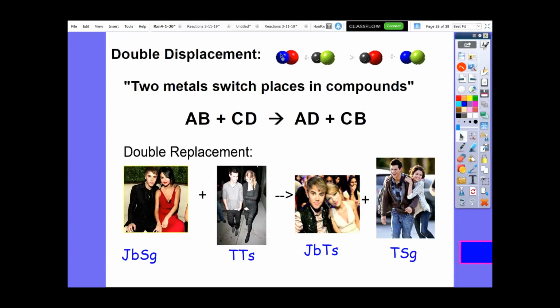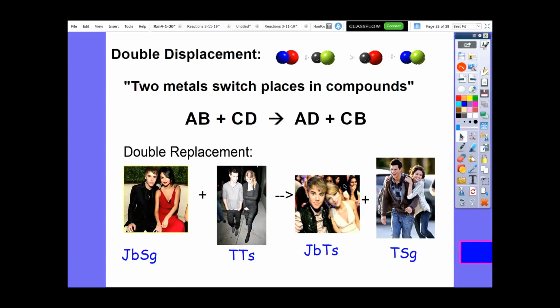So my blue and my black elements were still in the front of their new compounds. My green and my blue are the ones who swapped. And because I just love the groans that this gets from my students, and I'm so sad I can't hear you guys from home, when I turn to this page, I have Justin Bieber and Selena Gomez, then Taylor and Taylor. I made it TS so we know which Taylor I'm talking about, Taylor Swift.